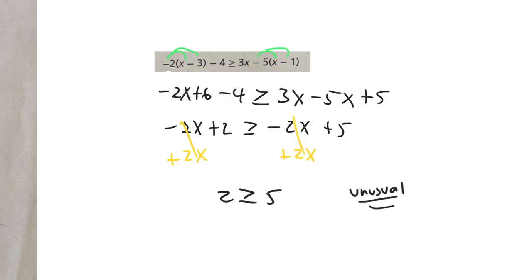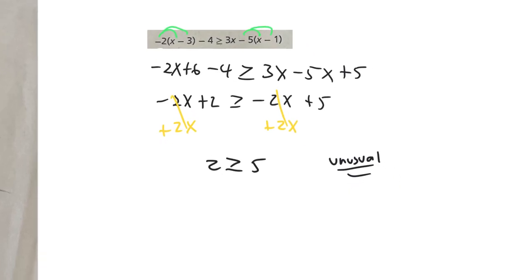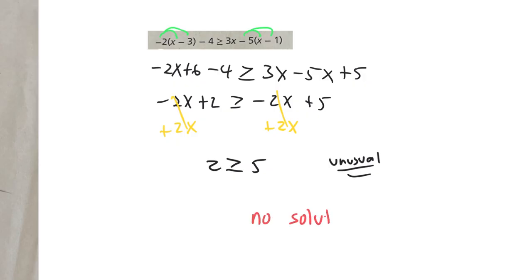Now, this is an inequality. It's not the end of the world if that happens, okay? But you do need to look at what remains after that and ask yourself, does it make sense? Well, does it make sense that 2 is greater than or equal to 5? No, in no world is 2 greater than or equal to 5, so we would say no solution to this.